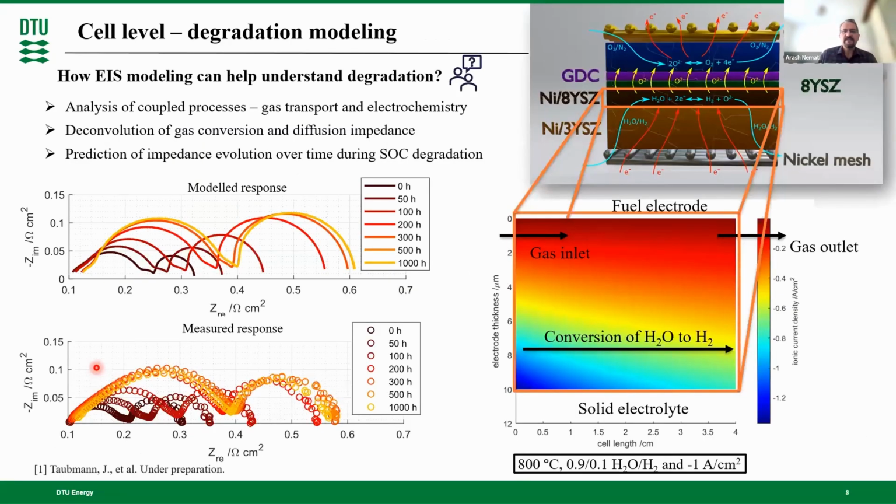Here you can see one cell of the SOEC. You can see the measured response of the cell that we have measured in DTU. We also try to model this response during the 1,000-hour test that we have done. By this kind of modeling, we can analyze the coupled processes, gas transport, and electrochemistry. We can deconvolute the gas conversion part and diffusion impedance in this degradation. We can also, as you can see, predict the impedance evolution over the lifetime of the SOEC due to degradation.